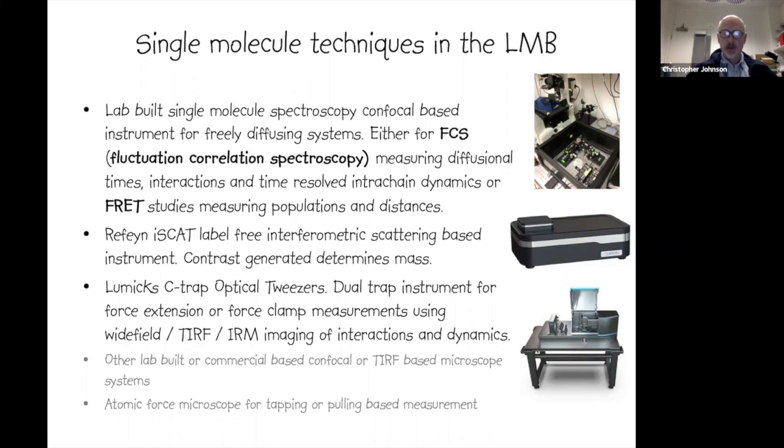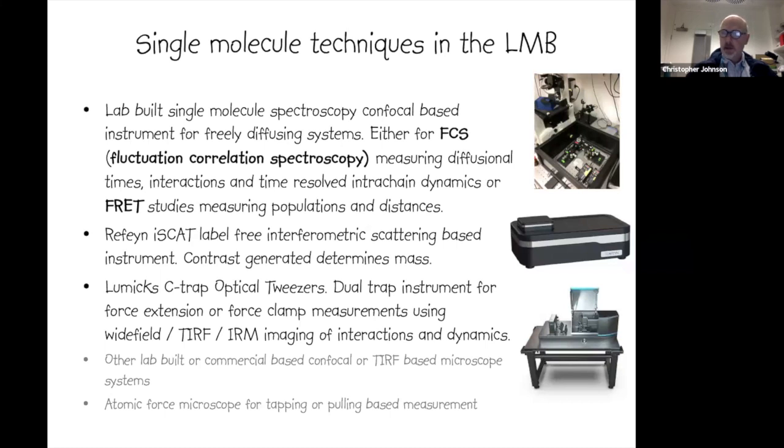And finally, I will describe briefly a recent addition to the facility, which is the LUMICKS C-Trap. This is based around an optical tweezers system. And the instrument that we have is a dual trap instrument. And this can be used to look at force extension or force clamp measurements. And it has additional imaging capability using wide field TIRF or reflection microscopy.